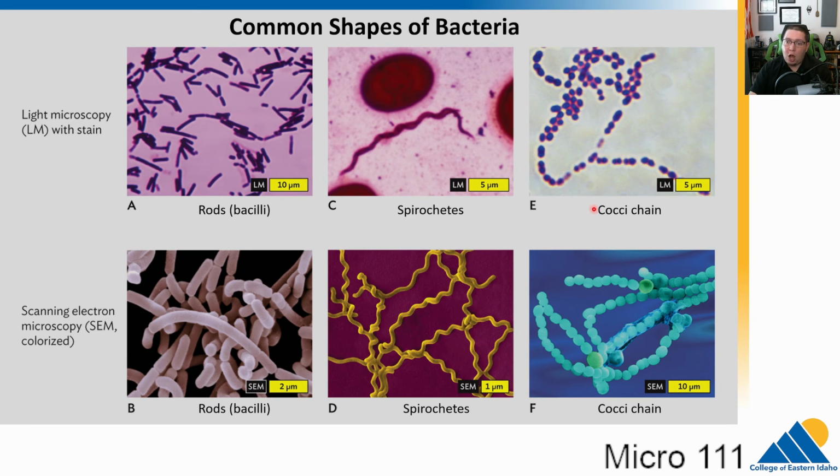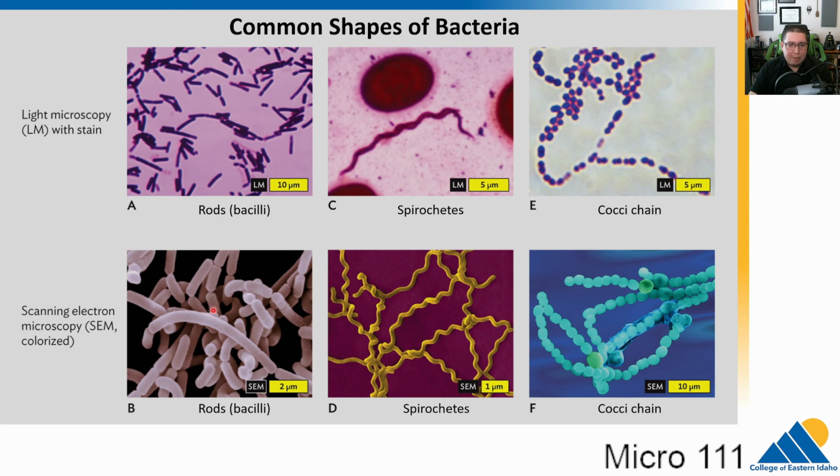And we have the cocci shape, the coccus shape, which is a sphere. And this is a chain of these spheres. So you may have heard of streptococcus. This is probably what that's an image of. So these are light micrographs of that. So these are light microscopes. They've been stained to give us better contrast here.